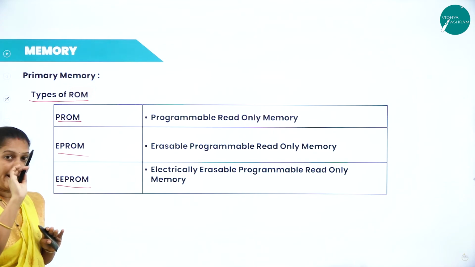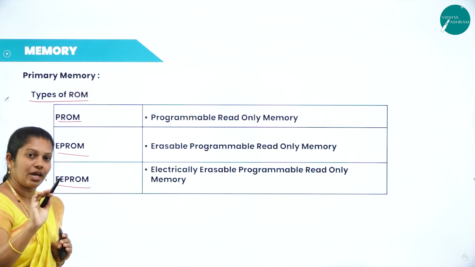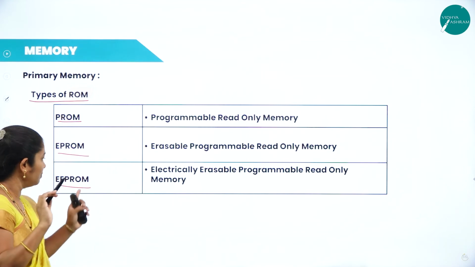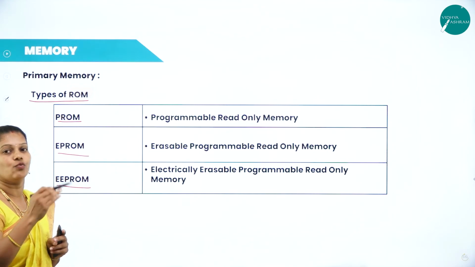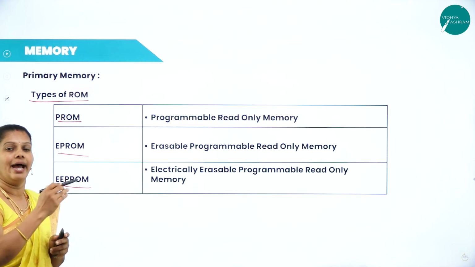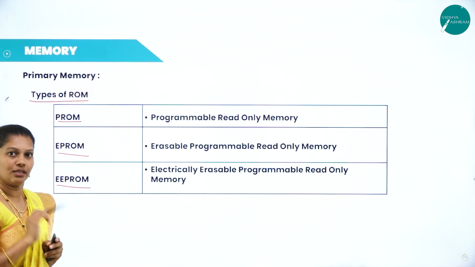The last one is electrically erasable programmable read-only memory. That means by using electric signals, we are able to erase the data and then rewrite it here. Now is it clear?